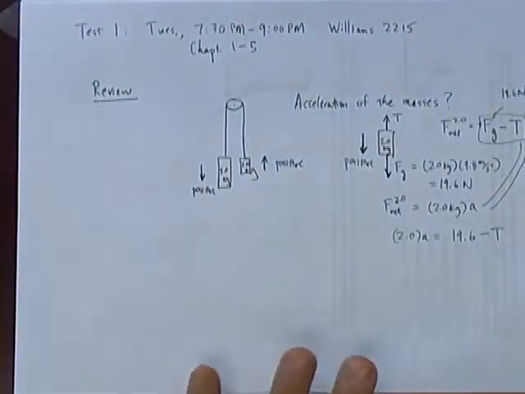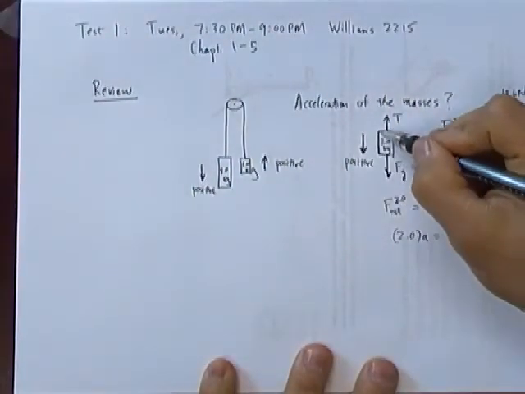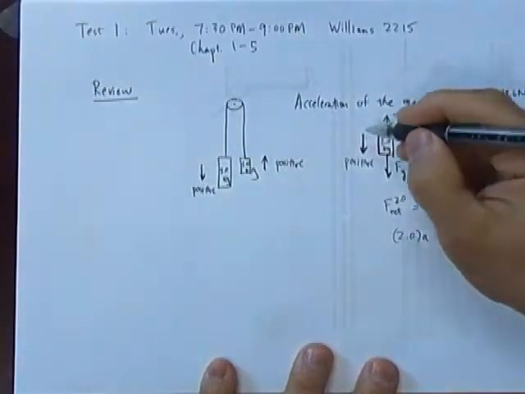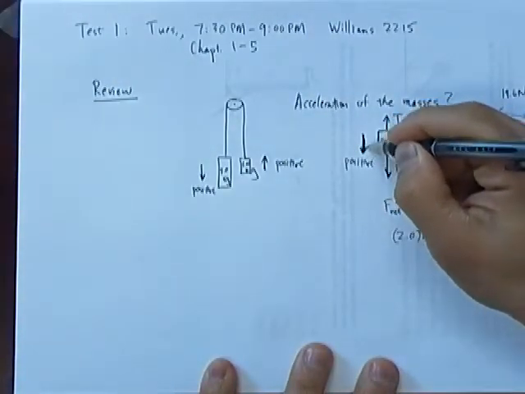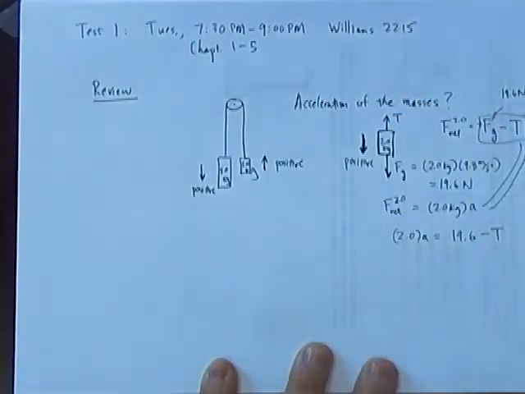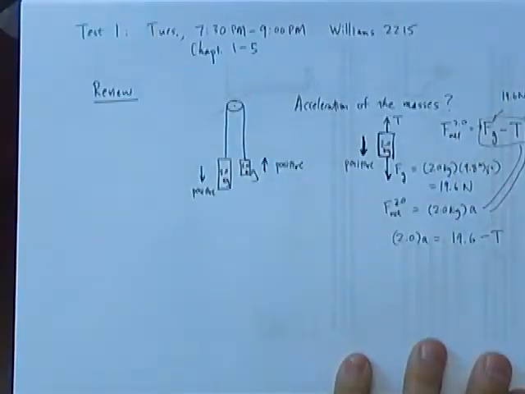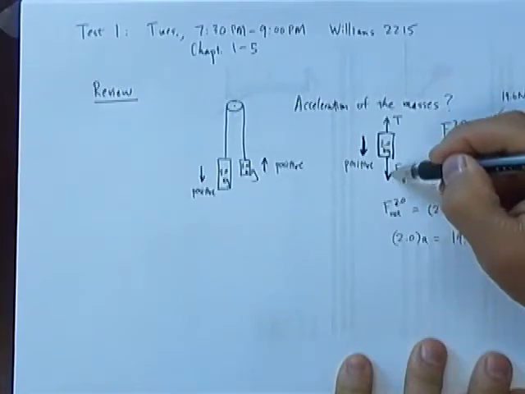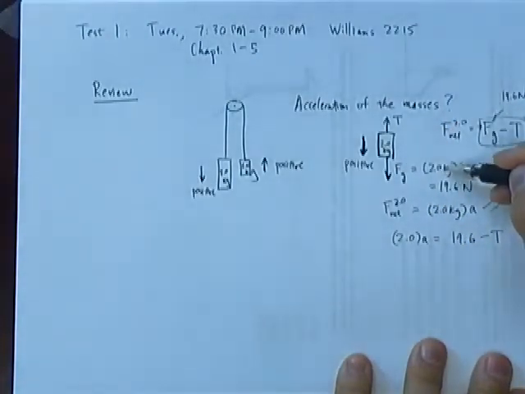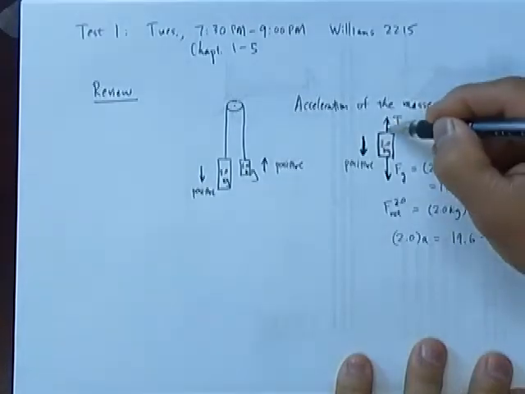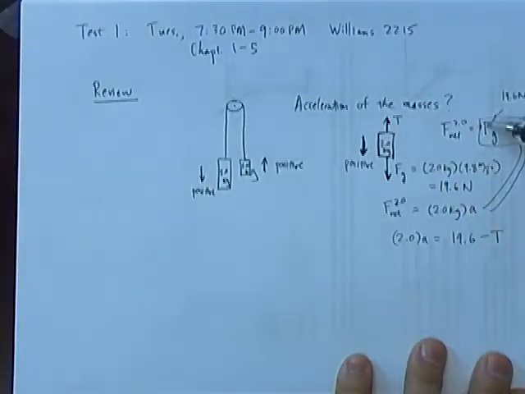Okay, so just to review, I did the free body diagram for the 2.0 kilogram mass. I take this direction to be positive. That's my convention. You can do something else if you'd like. I know that I have the force of gravity going that way, and that's the mass times 9.8, which is 19.6 newtons. Then I have this unknown tension, T. So the net force will be Fg, which is 19.6 minus T.